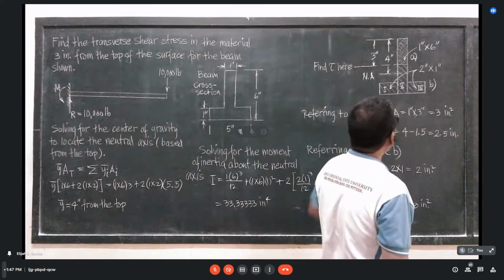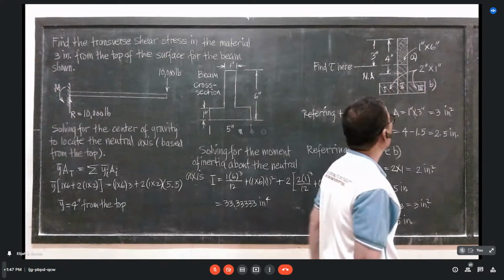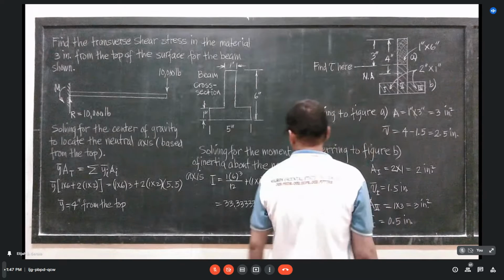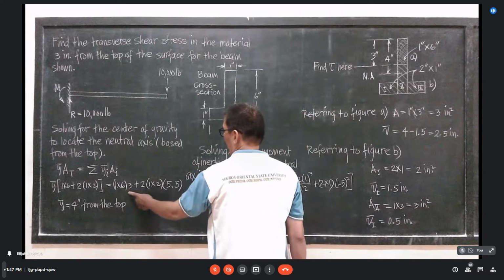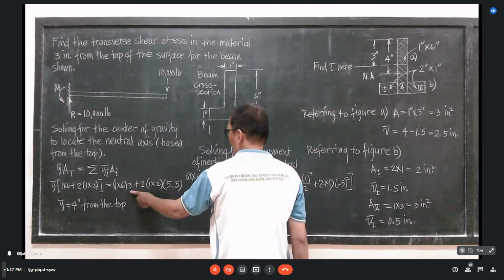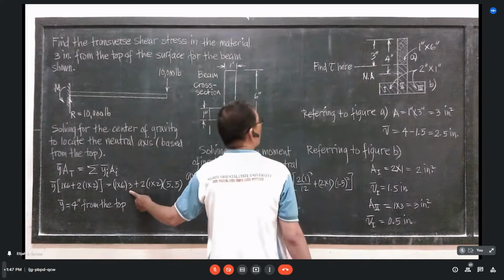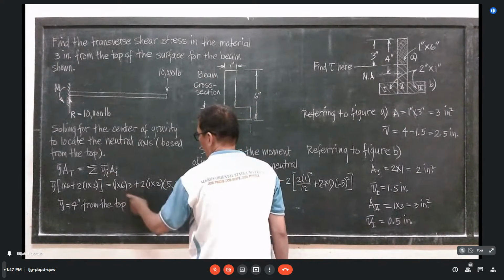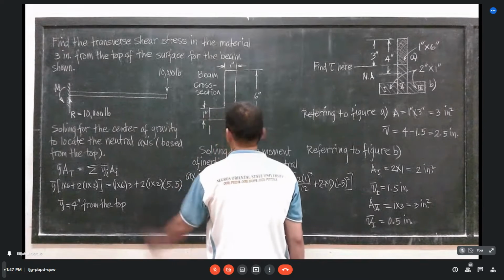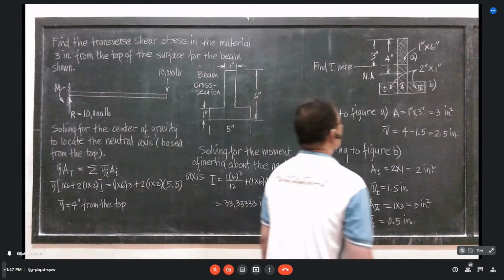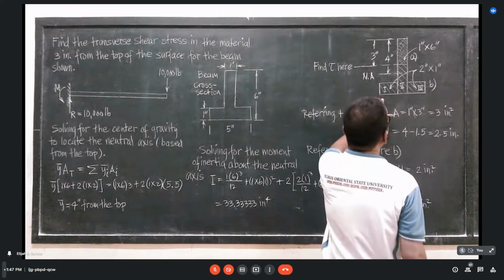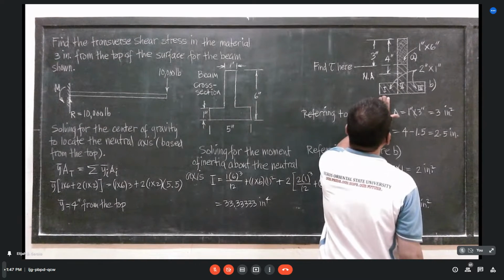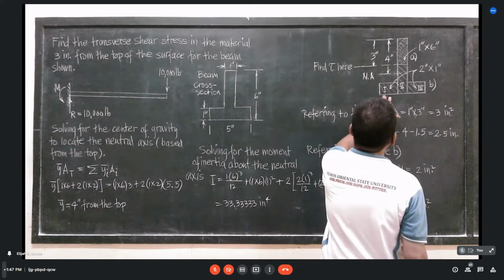What is its centroid at the middle of how much? 3. 3. Okay. So that is why area times the centroid of the small area, plus this area, which is 2 by 1. What is the centroid of this?